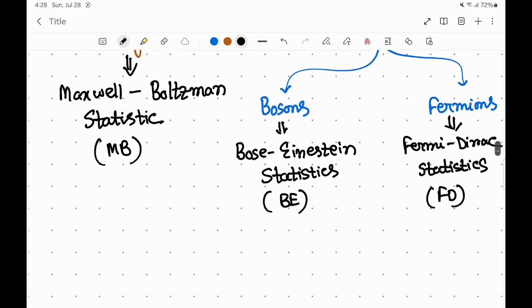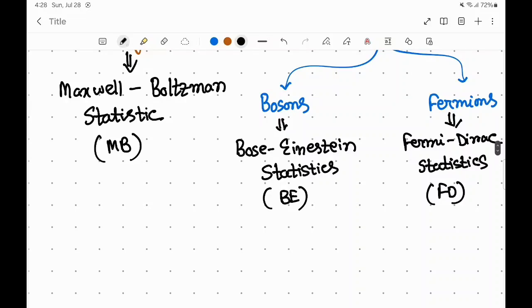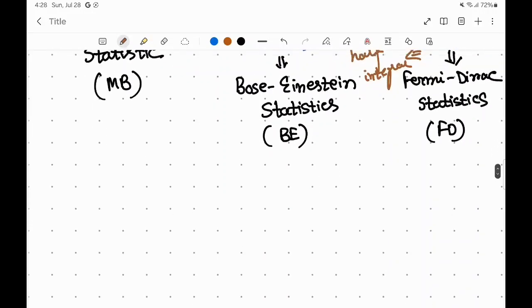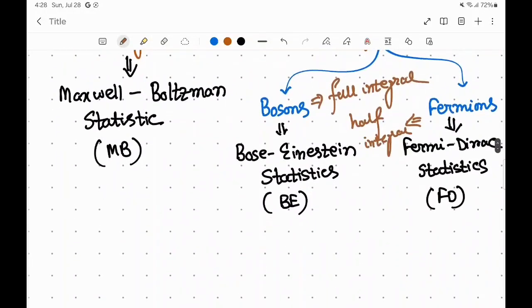So what is the difference between boson and fermion? Do you know? Full spin, half spin. Exactly. Bosons have the full integral spin, and fermions have the half integral spin. These are the basic difference. Also, there are lots of differences, but the basic difference by which you can categorize bosons and fermions is their spin, full integral spin and half integral spin. Okay. So now I think this is clear.